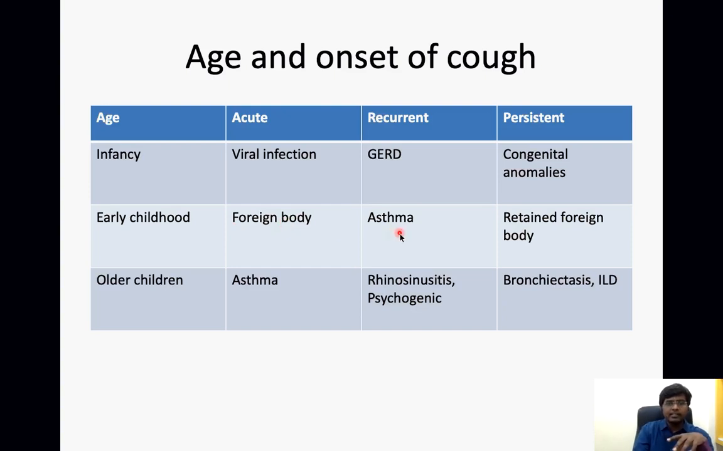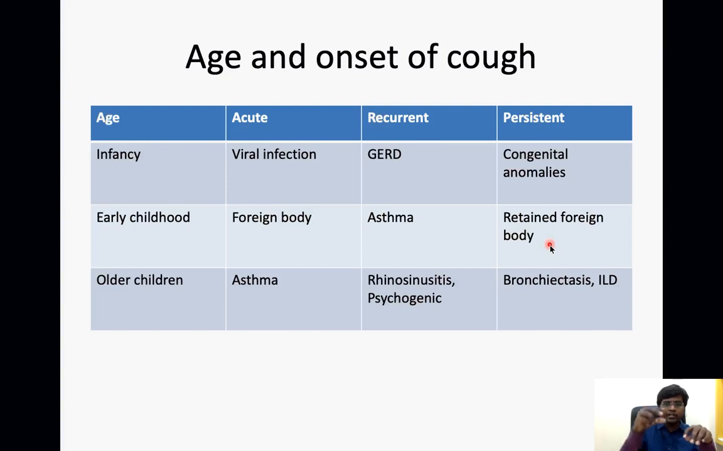And when the child has a recurrent cough, you think of asthma. We'll see asthma in detail later. Whenever there are recurrent bouts of cough in early childhood, you think of asthma. And a persistent cough can also be a retained foreign body, because the mother would have forgotten. She would have thought it was a simple cough in the initial phase, and the child would have been normal in between.